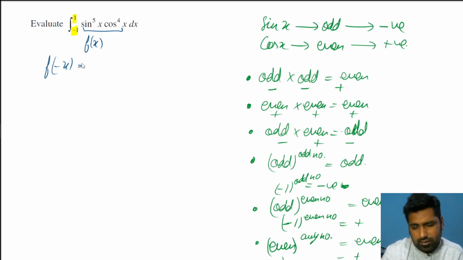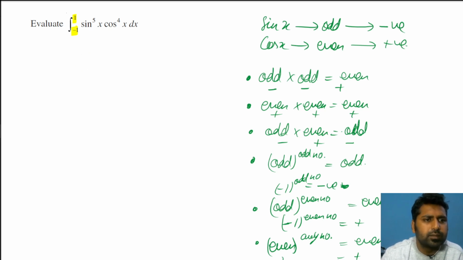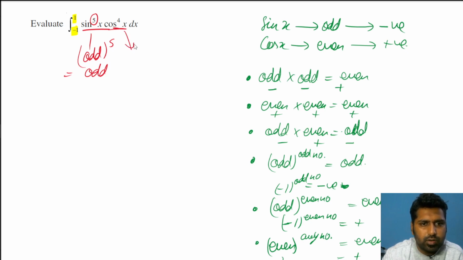Now why is this so helpful? Because this time we are going to use that. Sin x is odd, power 5, so odd raised to power 5, basically negative raised to power 5 will be negative, so the result is odd. Another multiplication is cos x, which is even, raised to power 4. Even raised to power 4 means positive raised to any power is positive. So even and odd, if they are multiplied, the result is odd.